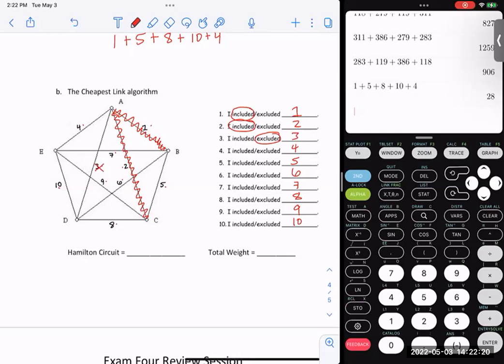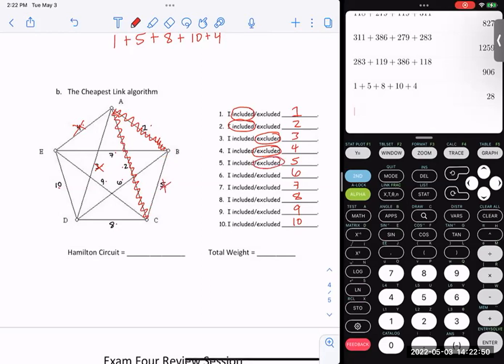So what about 4? I have the same issue with 4, right? If I included that one, that would give me 3 edges out of vertex A, and I can't have that. So I have to exclude 4. Can I include 5? I have an issue there as well, right? I can't make a circuit unless I've traveled to every single vertex, and 5 would make a circuit, so I can't include that one.